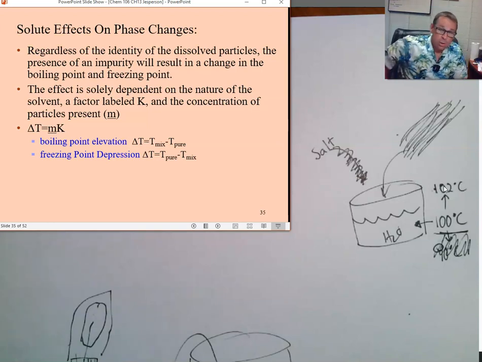Okay, but those two stories, the story of the ice on the roads and the story of the salt in the pasta water, need to help you remember what happens when you have a solute in a solution, how it changes the boiling and the melting point of those solutions.